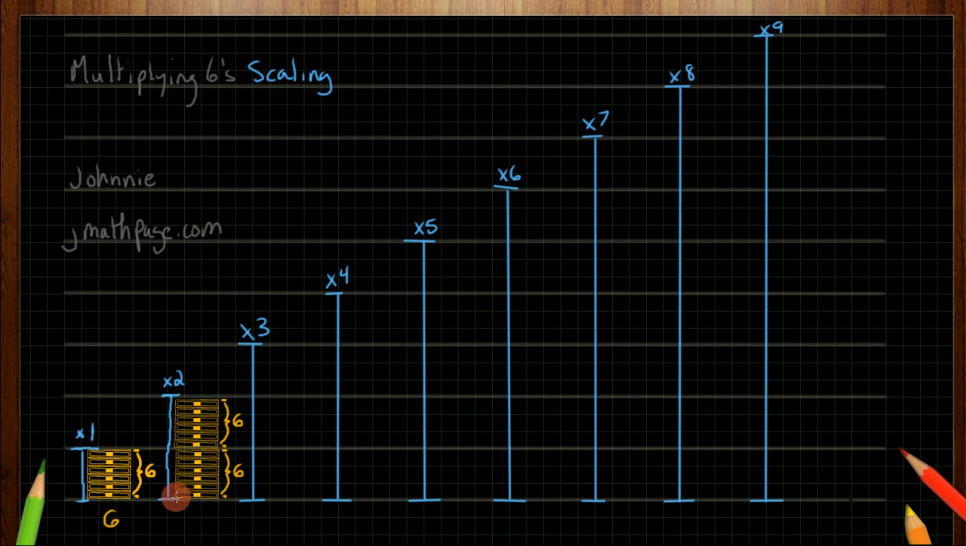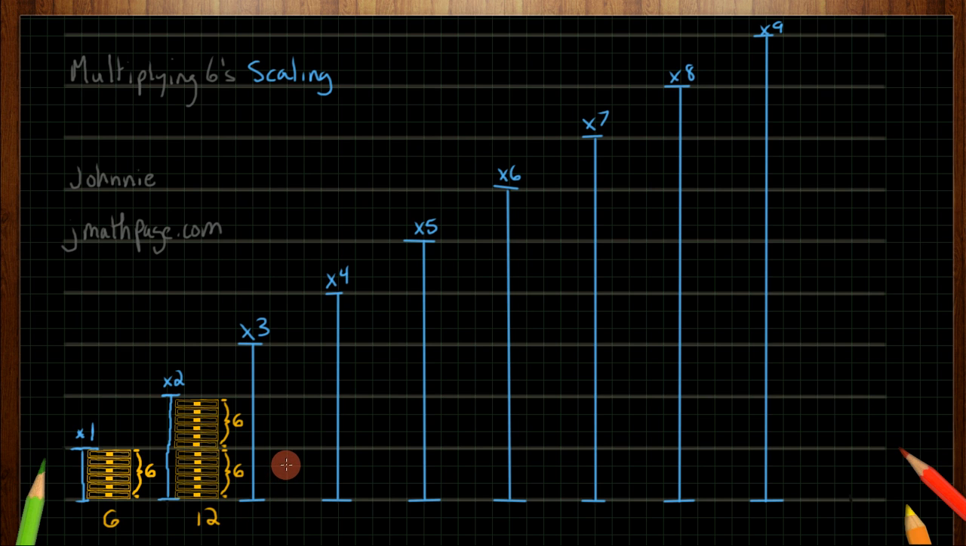Well, it's twice as tall as the first stack, right? How many boxes are there? Well, I have 6 and 6 more. That gives me 12 altogether. So 12 boxes. So 2 stacks of 6 boxes gives me 12 boxes altogether. Look how tall the stack is. This is twice as tall as this one.